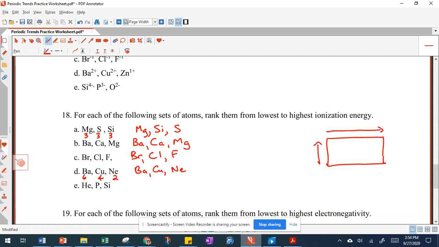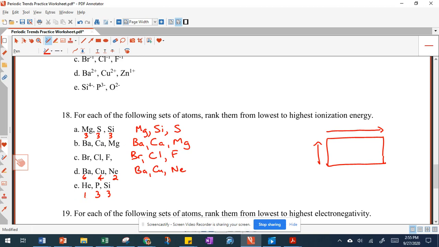Okay, so let's do the last one here in E. Here we have helium, phosphorus, and silicon. So again, I want you to look at how many energy levels, and then if they have the same number of energy levels, look at the number of protons in the nucleus. Helium obviously has the least. It has only 1 energy level. Phosphorus has 3. Silicon also has 3.